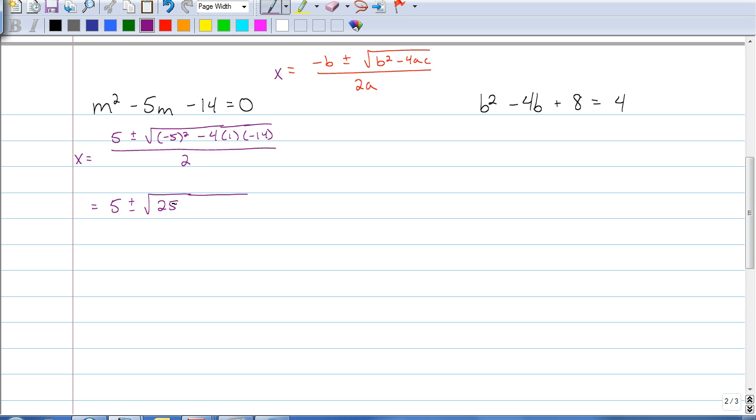The reason why it's important to do this in steps is because oftentimes people will type this in on their calculator and forget to put negative 5 in parentheses, and their calculator will make that a negative 25, but they won't catch that mistake because they just typed it all in at once. So if you do this piece by piece, you can catch those little mistakes. Well, negative 4 times 1 is negative 4. Negative 4 times negative 14 is a positive 56.